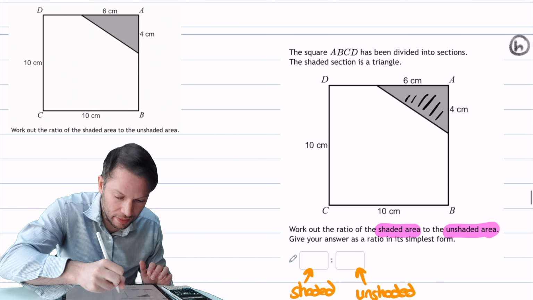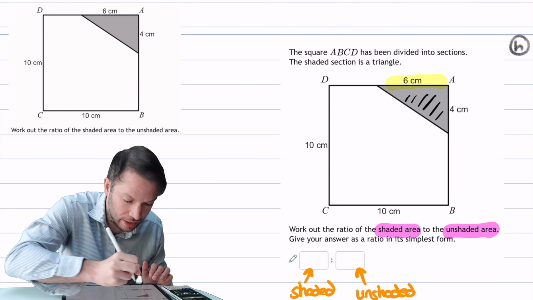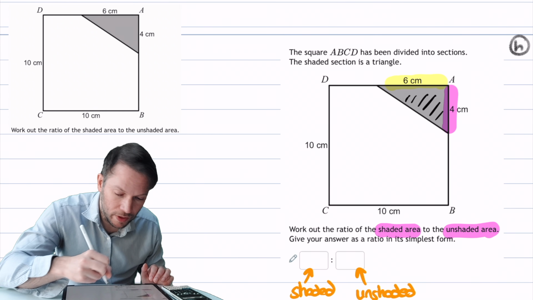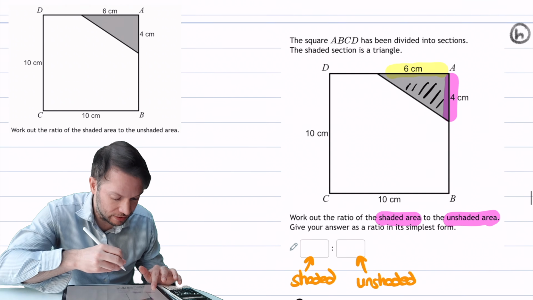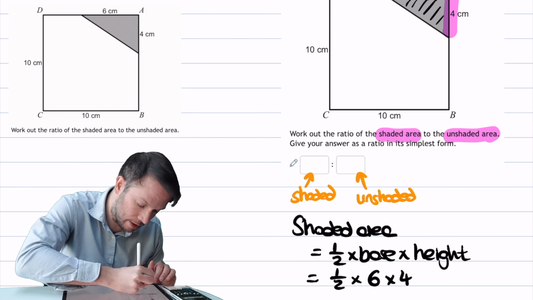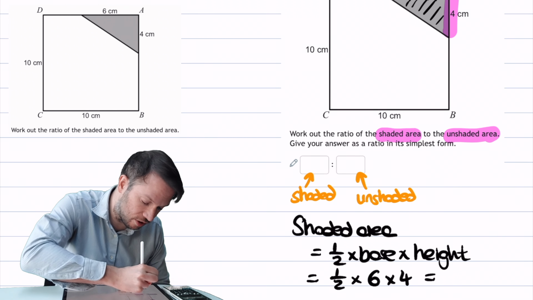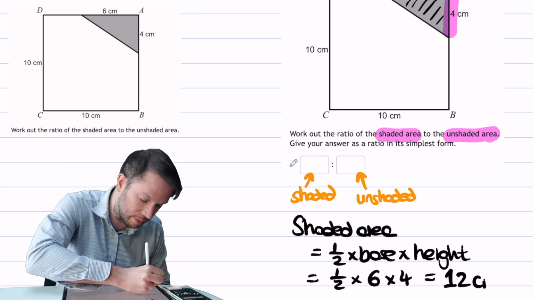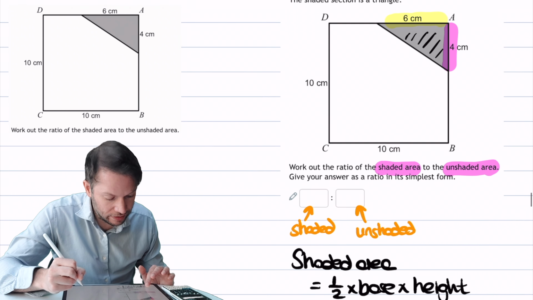Now, if we make the 6 the base, then the height will be 4. Remember, the height has to be perpendicular to the base. So it's going to be half times 6 times 4. 6 times 4 is 24, and half of that is 12. So it's going to be 12 centimetres squared. So we've worked out the shaded area.